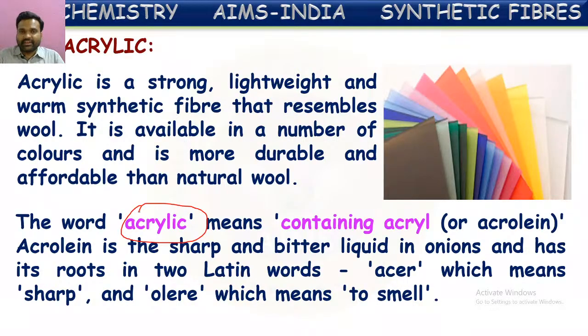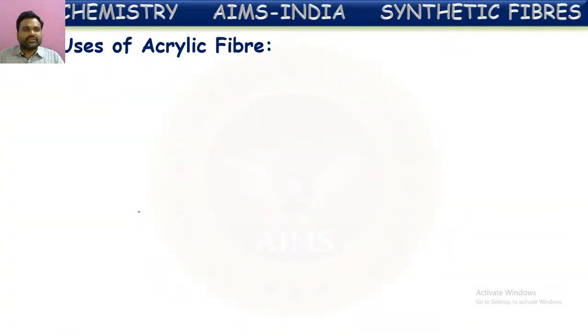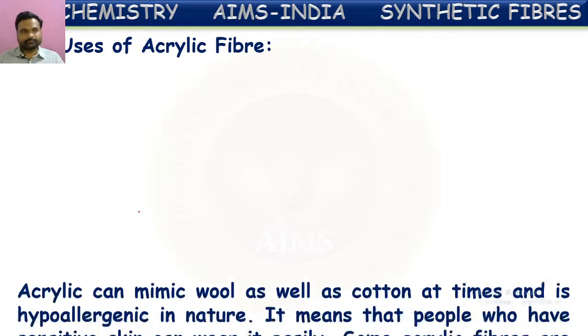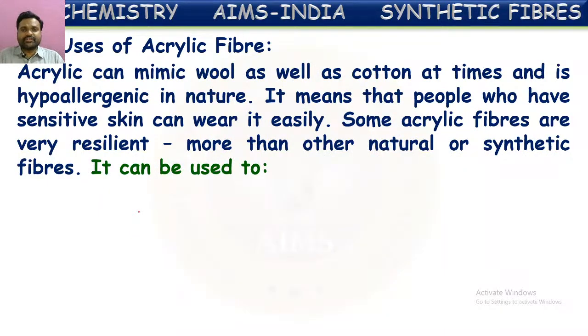It is one of the synthetic fibers which resembles wool, and hence it is called artificial wool or fake fur. So what are the uses of this artificial wool or acrylic? Acrylic can mimic wool as well as cotton at times, and is hypoallergenic in nature. Hypoallergenic means we won't get any allergies by using this acrylic in making clothes. Certain synthetic fibers cause allergies in some people when worn. But acrylic seems like wool and won't cause any irritation or allergy to human beings.